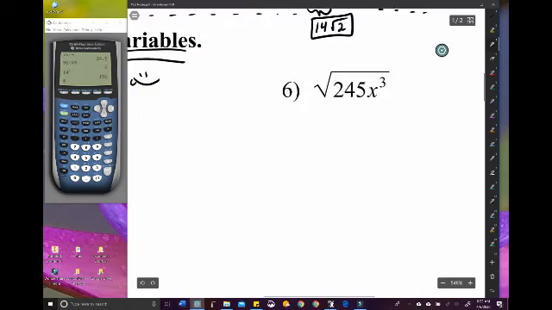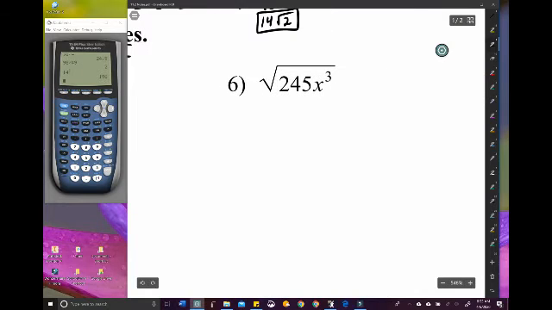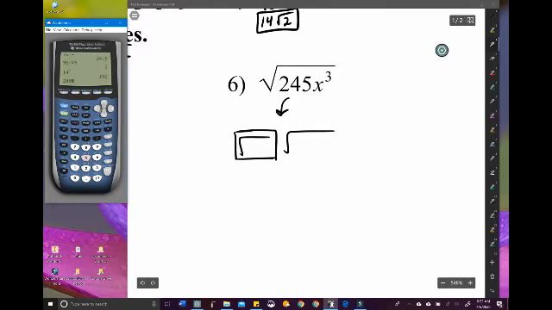The next example, square root of 245x to the third. So 245, break that up just like we did before. Let's find the perfect square radical. With numbers that end in 5, I like to always try 25 first. Now, of course, that one doesn't work. 245 divided by, I think 9 goes into it.